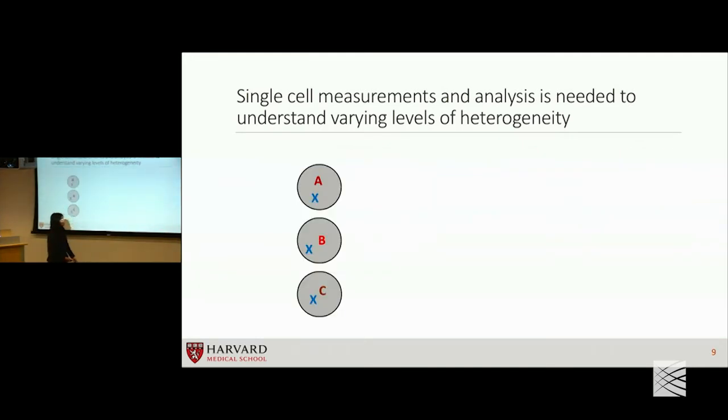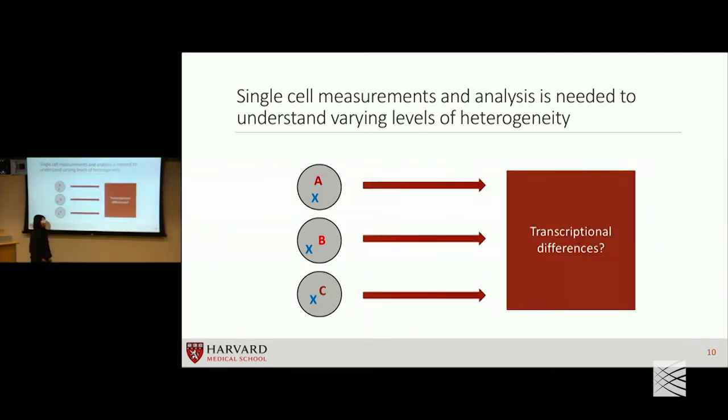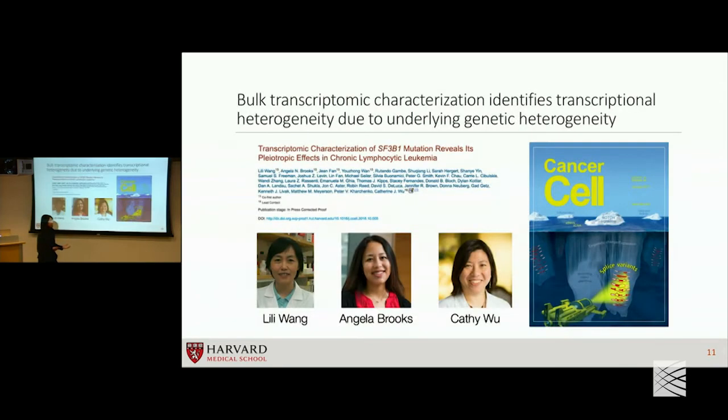Now, ideally we would want to do next, now that we've resolved that these mutations are occurring in different single cells, is ask what the transcriptional differences between these cells are. And of course, understanding how transcriptional differences are affected by genetic mutations and vice versa is important. Through the work of Gad Getz and many others, including my collaborations with Lili Wang, Angela Brooks, a former Brody, now professor at UCSC, and Catherine Wu, we were able to use previous bulk-based approaches to study the transcriptional impact of SF3B1 mutation, which is a very common mutation in chronic lymphocytic leukemia.